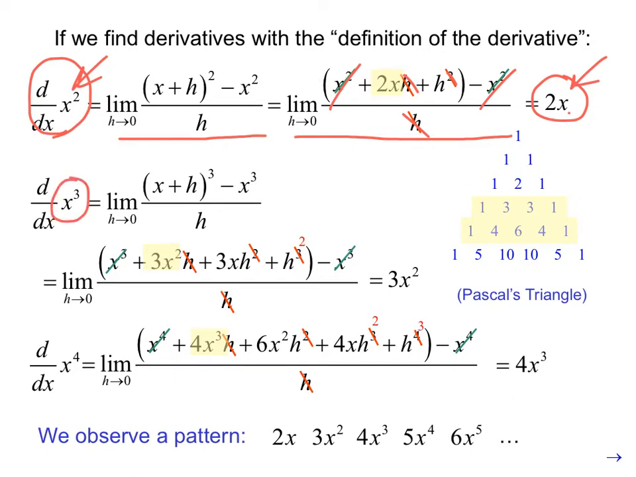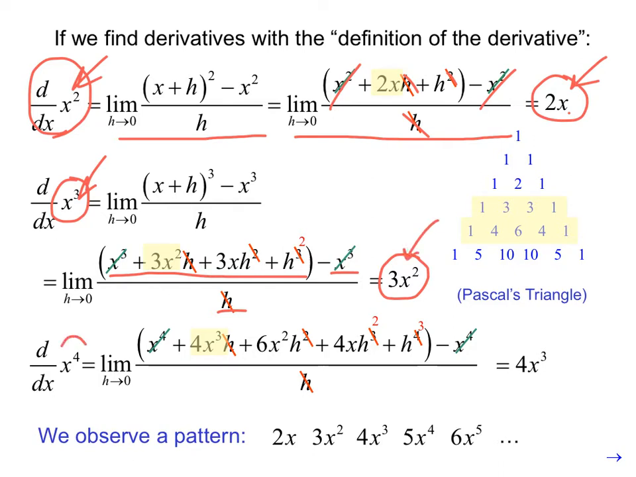So I would have to take (x + h)³ − x³ all over h. Here's me expanding it all out, minus f(x) all over h, and canceling some stuff out, and eventually I'm going to wind up getting 3x². Well, that's interesting. Now the derivative of a cubic winds up becoming a quadratic.